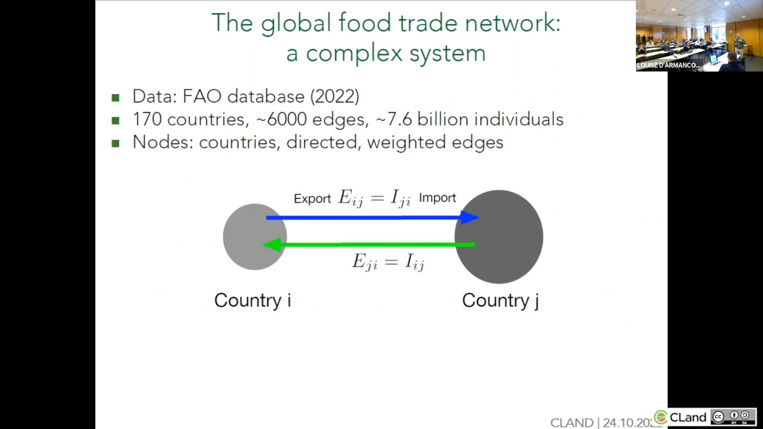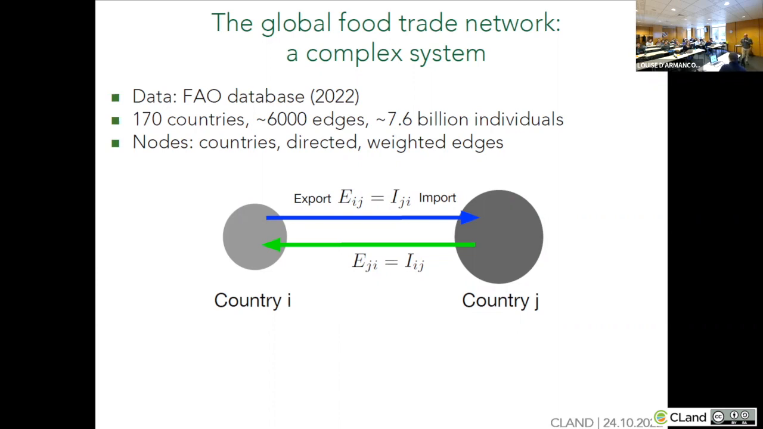So let me talk about this network then. The data is publicly available from a FAO database. It's basically about 170 countries in the world, so most of the world with almost 8 billion individuals, and something like 6,000 edges between these countries. The edges are really what you export from country I to country J, or what you import, if you look at it the other way around.